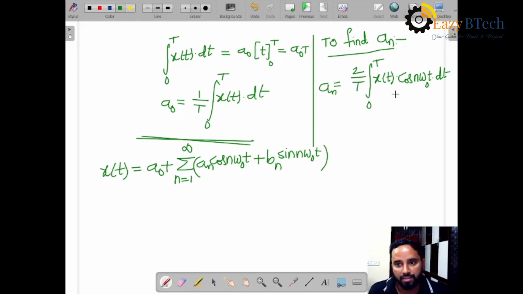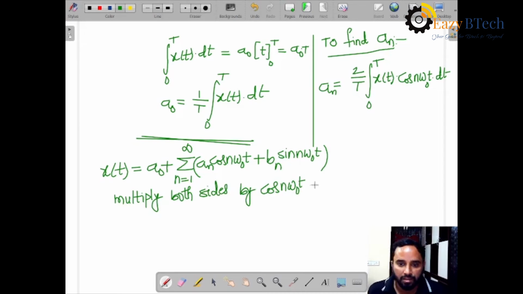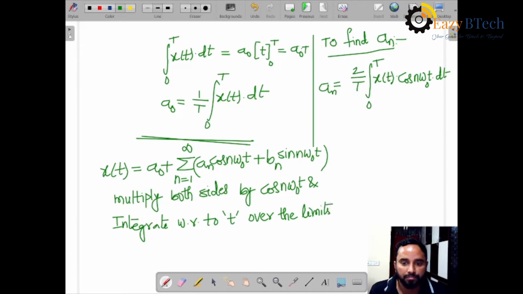Let's multiply both sides by cos n omega naught t. After multiplying, integrate both sides with respect to t over the limits of one period, 0 to T. This is the step we follow, and now we are going to implement it.